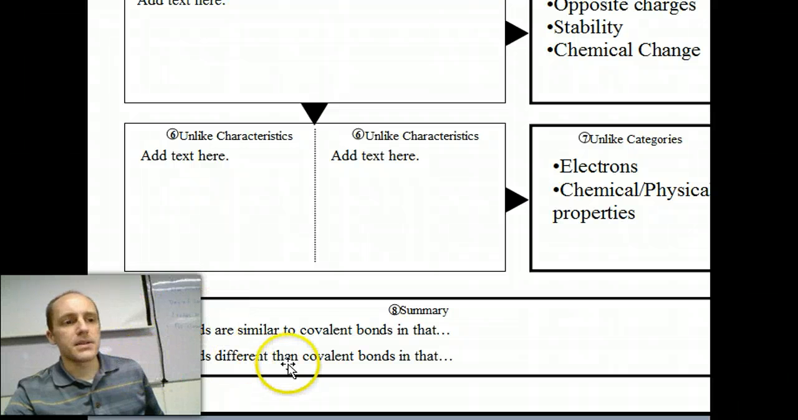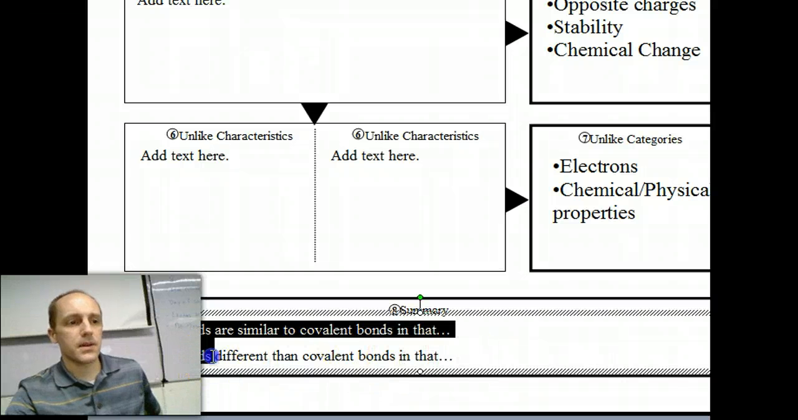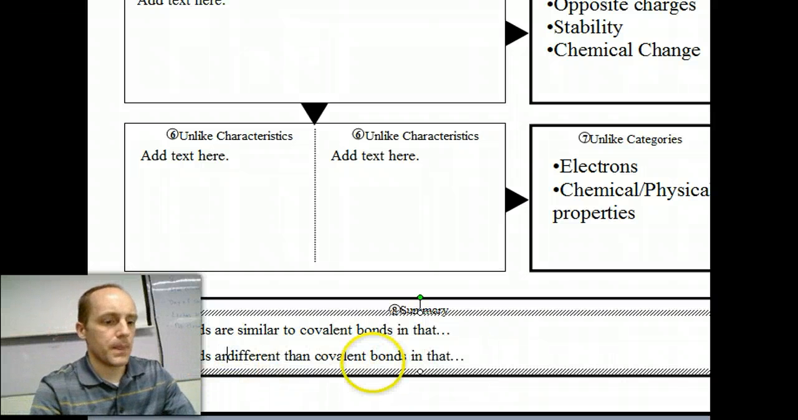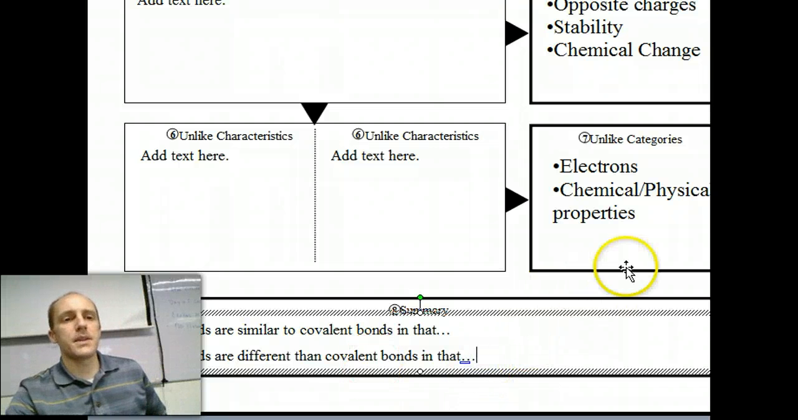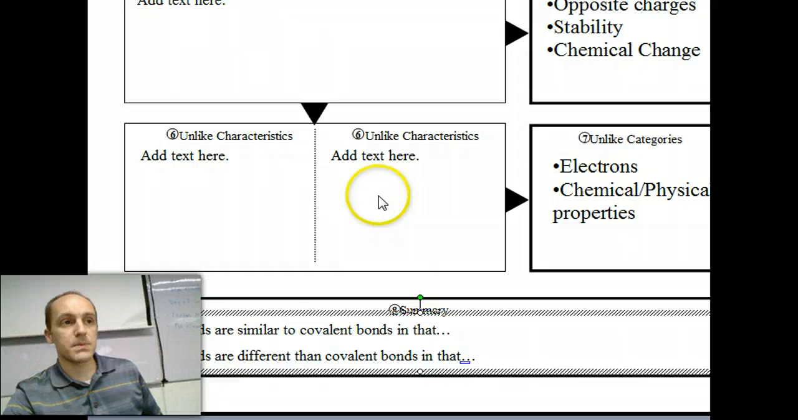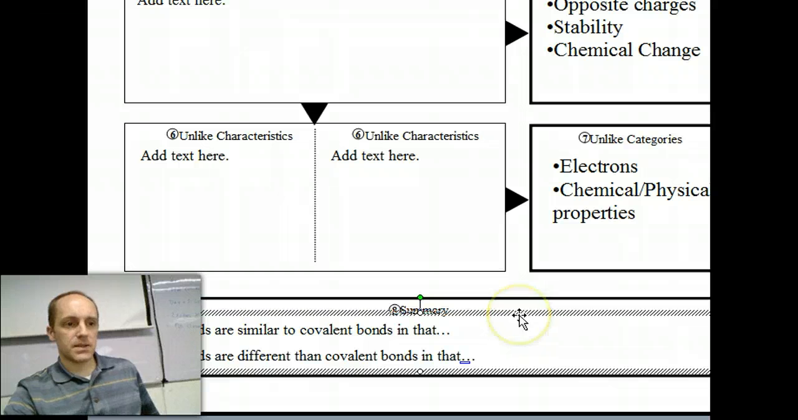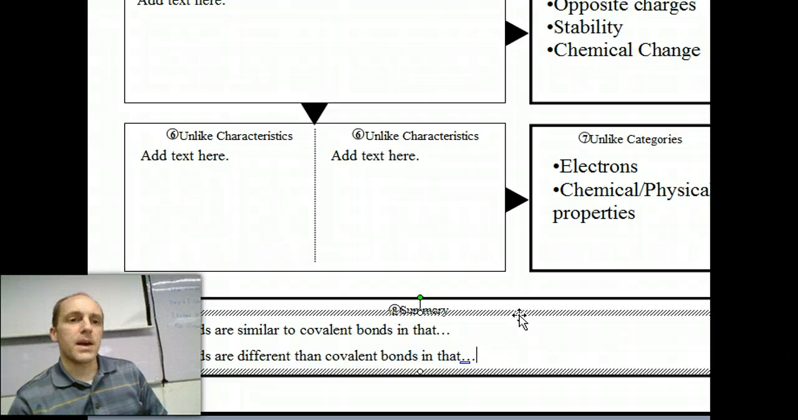And then "Ionic bonds are different than covalent bonds in that," and then you want to mention these unlike categories and then give specific examples related to that. So the summary statement helps to bring it down into a nice summary that is to the point and expresses the differences and similarities between the two. So go ahead and work on that. Ms. Sudnick can walk around and help you with that, and then I'll explain what the next activity is.